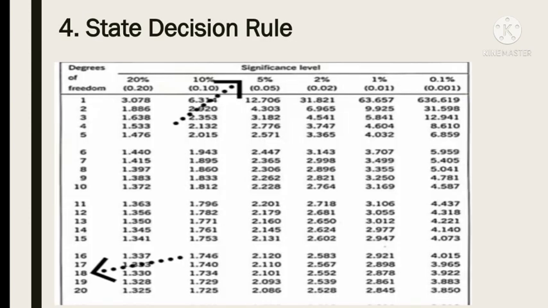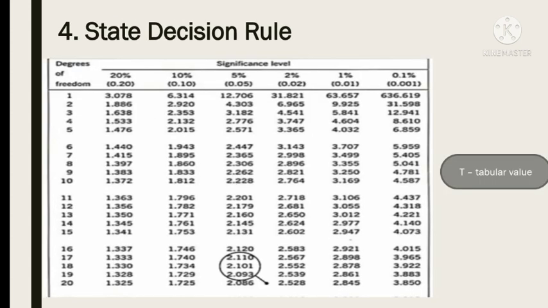Now let's take a look at the t-tabular values. We have in the upper part the significance level. So we're going to choose 5% or 0.05, and then on the left side we have the degrees of freedom, which is of course 18 based on our calculation earlier. If we connect that, we're going to get the t-tabular value of 2.101.